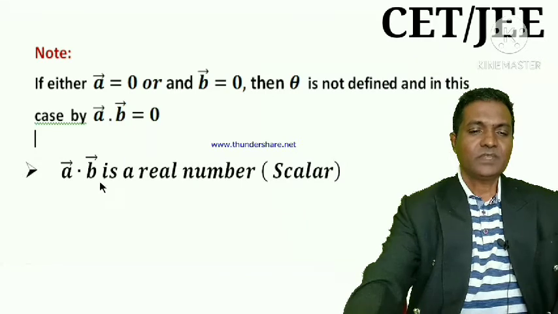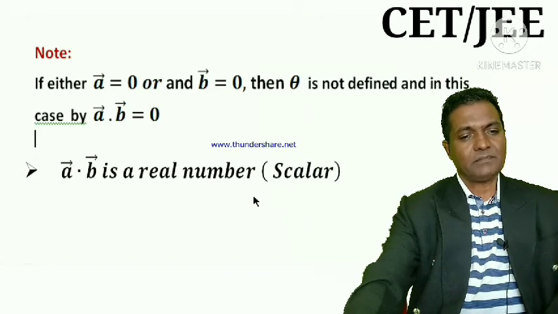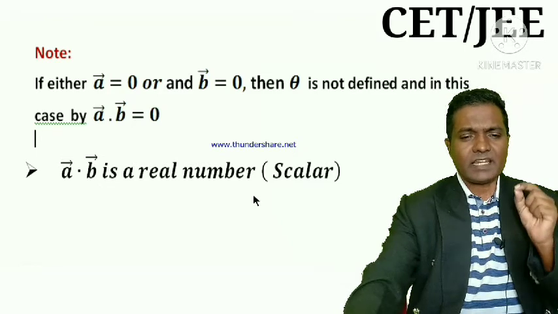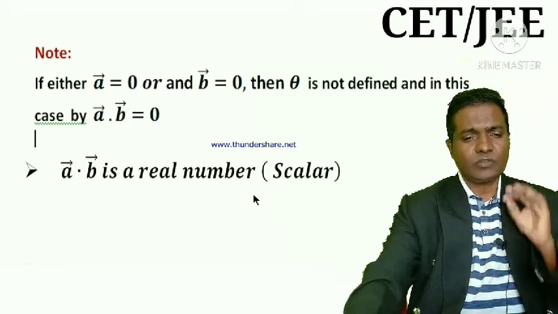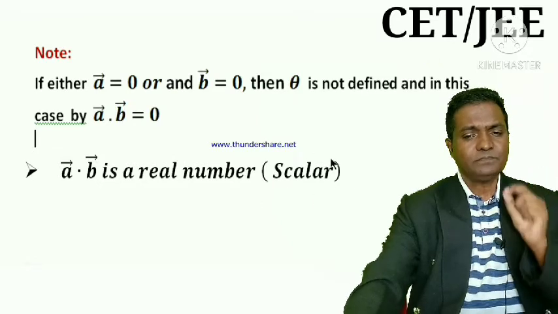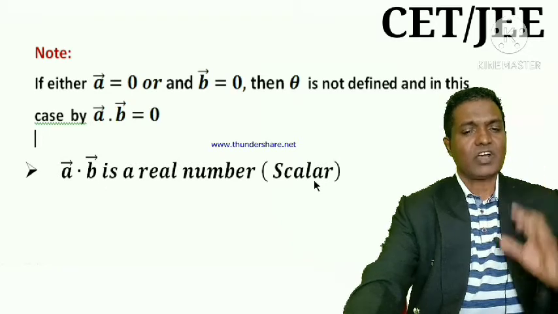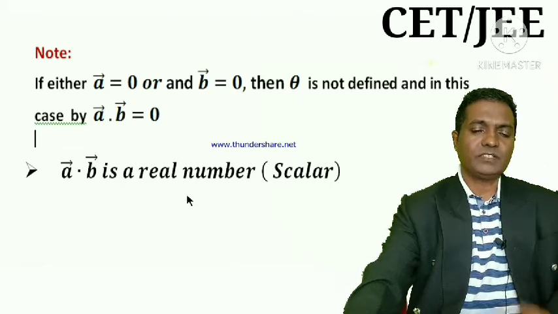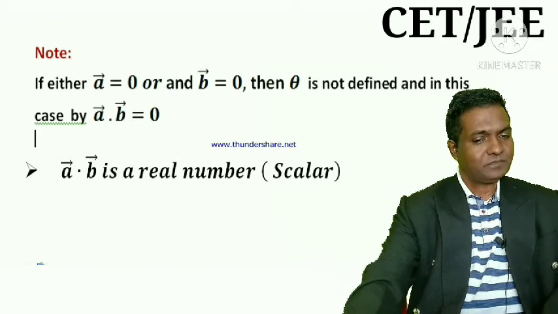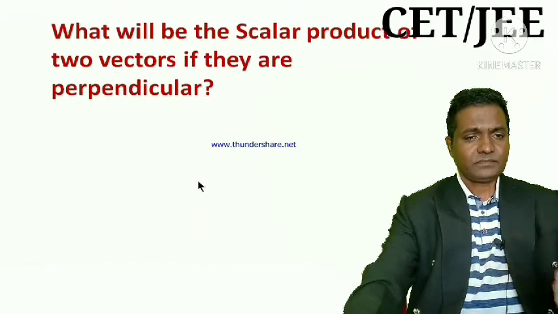See here, A dot B is always a real number. The scalar product of two vectors is always going to be a real number, which means it is a scalar quantity, one particular constant. So A dot B is always a real number. We'll look at this again further.